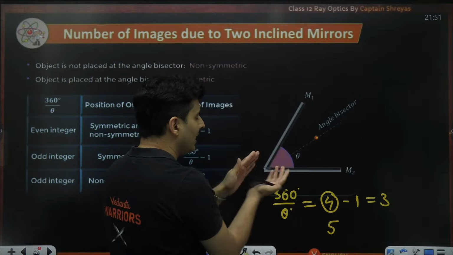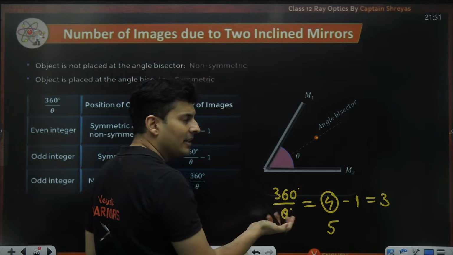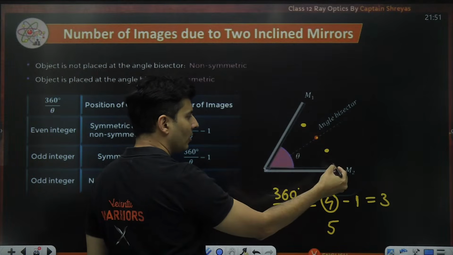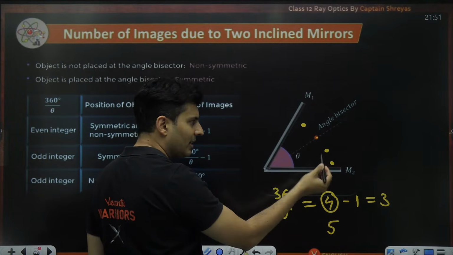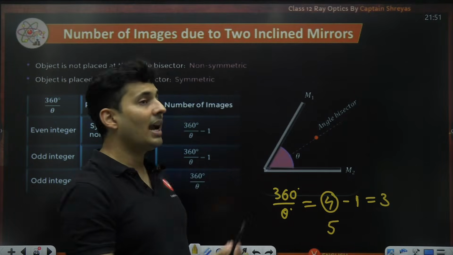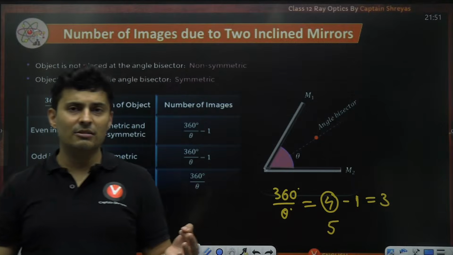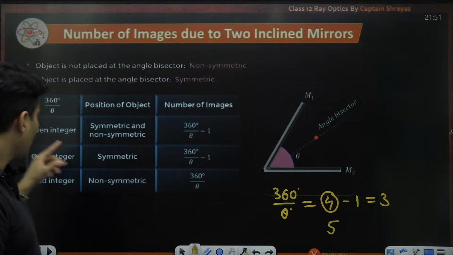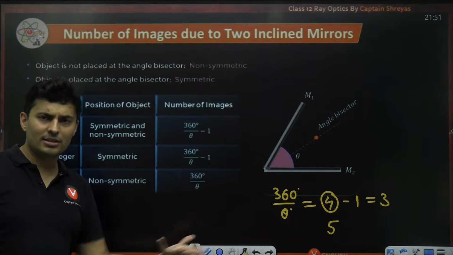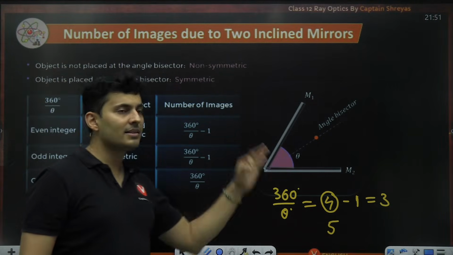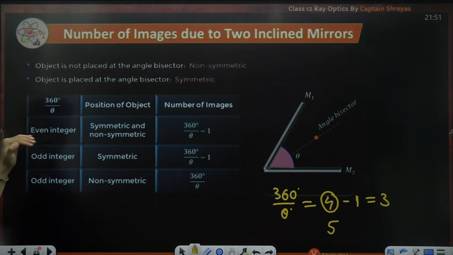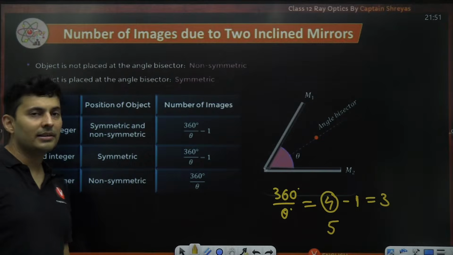Now, what is this symmetric and asymmetric? If I place the object on the angle bisector, it is symmetric. If I place the object very close to one mirror, it is asymmetric, because there is more on this side, less on this side. So whether it is on the angle bisector or not decides whether it is symmetric or asymmetric. When it is even, it doesn't matter whether it lies on the angle bisector or not. The answer is that even number minus 1.